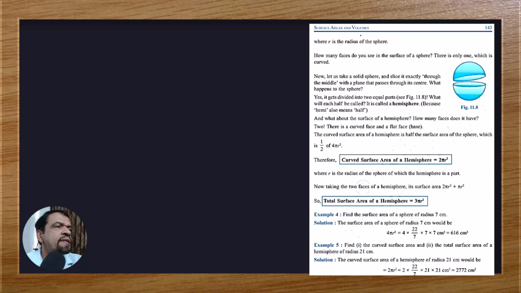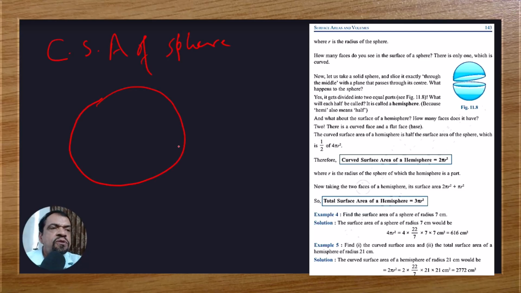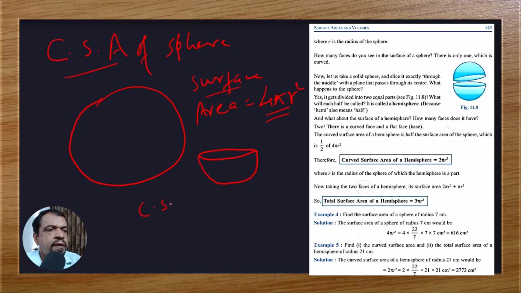Now curved surface area of the sphere. Sphere has a uniform shape. So you can write the surface area or curved surface area, same thing, it is 4 pi r square, because there is no need to differentiate between the curved surface and surface area due to its uniform shape. So curved surface area, or you can write the total surface area, is 4 pi r square. But in the case of a hemisphere, curved surface area will be half of that, 2 pi r square.